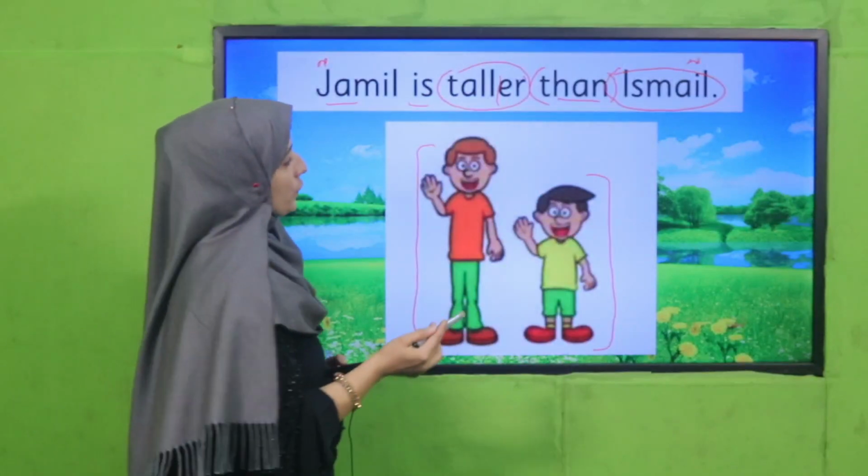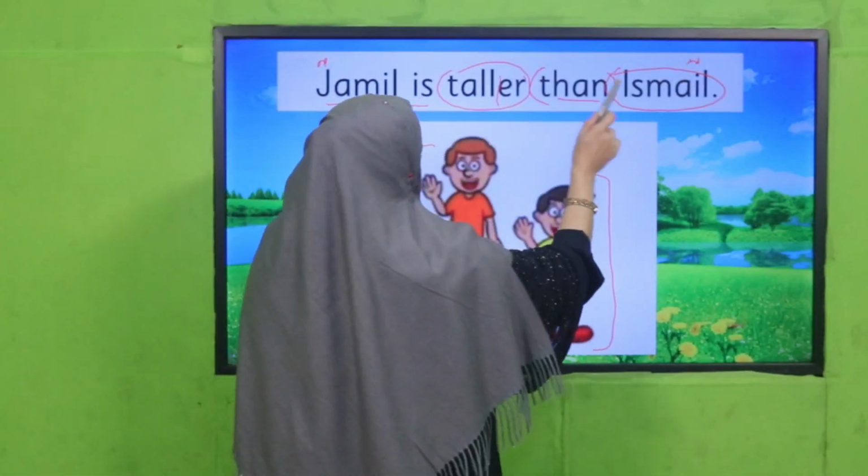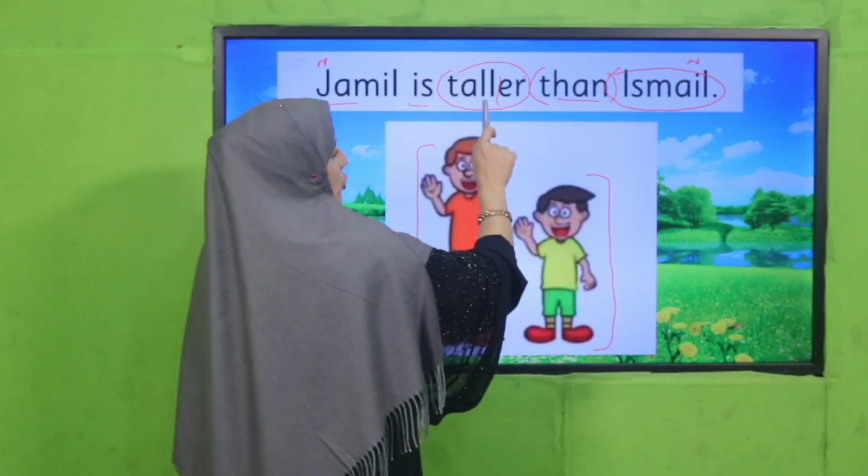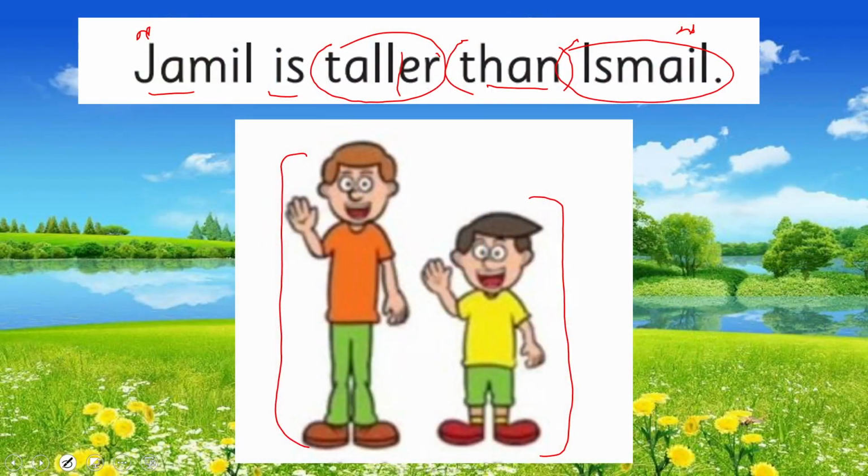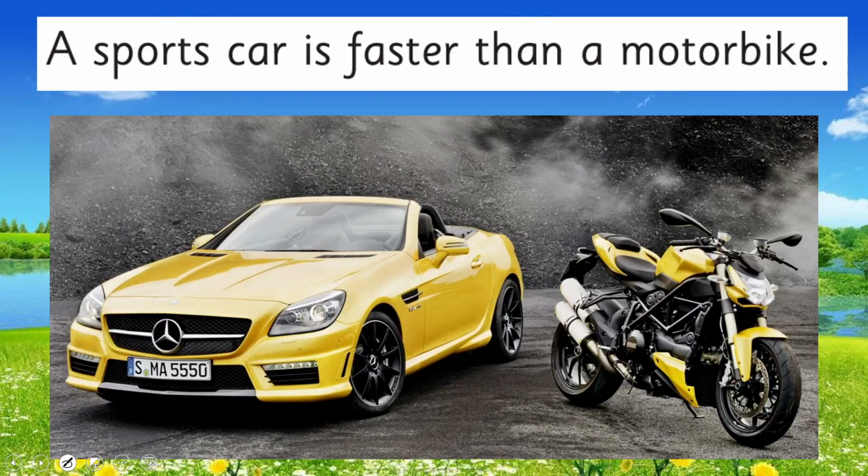Got it? We can also say that Ismail is shorter than Jamil. Ismail is shorter than Jamil. Both ways will be correct. But we have to use according to the noun. Is it clear? Next, see.